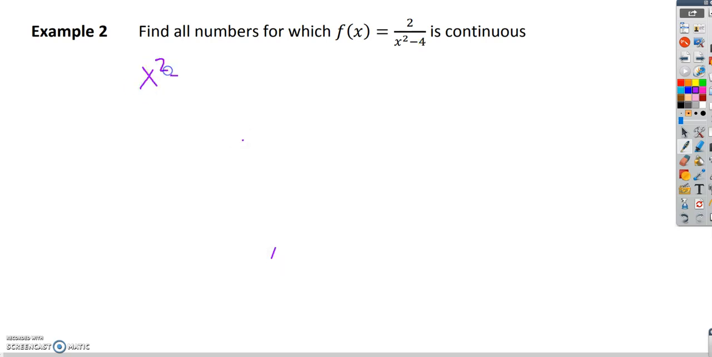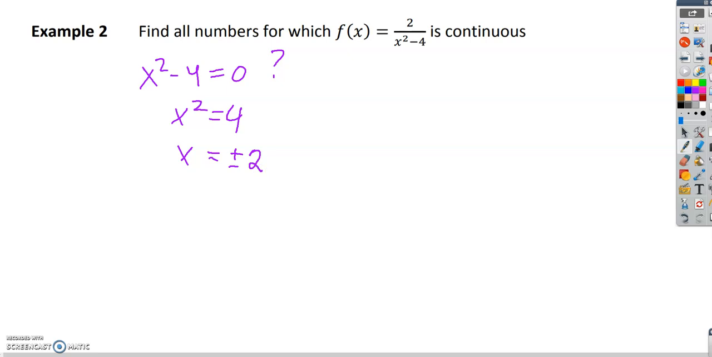I'm going to go ahead and take my equation, set it equal to 0, and see if there are any values for which x would make this whole bottom become a 0. So let's solve it. I get x squared equals 4, so x equals, careful, plus or minus 2. So what does that mean?